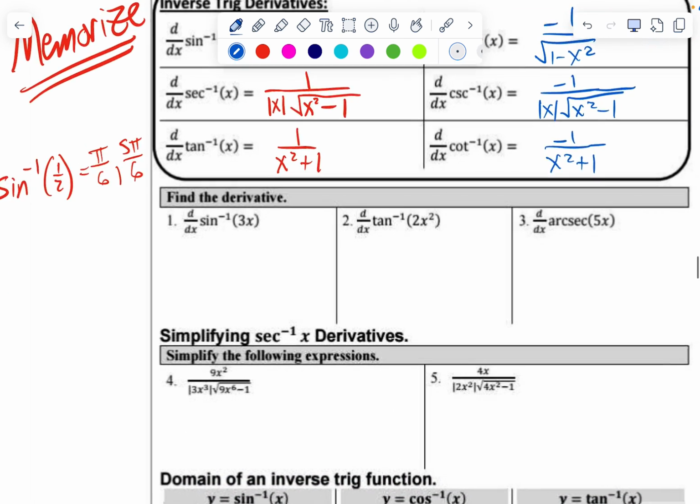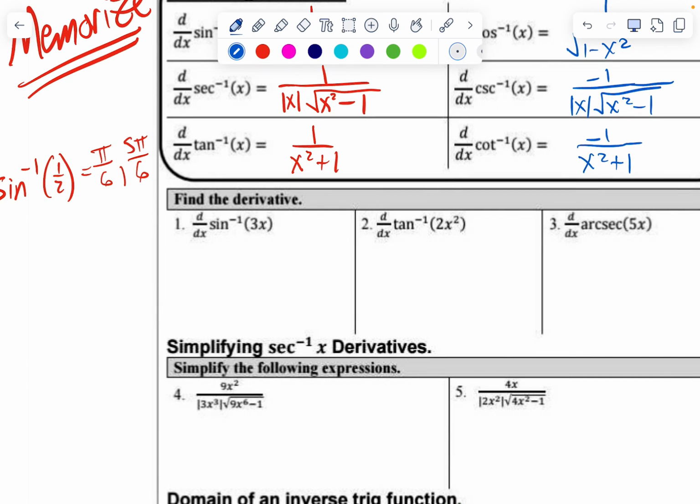Find the derivative. Let's go ahead and do these examples. So d/dx of inverse sine of 3x. Uh-oh, what's going on in that one? We're getting towards the end of our derivative rules. So what's all going on in that one? Chain rule, because we have a function inside of a function. So we need to work with chain rule and also the derivative of an inverse trig function. Okay? What do we do first?